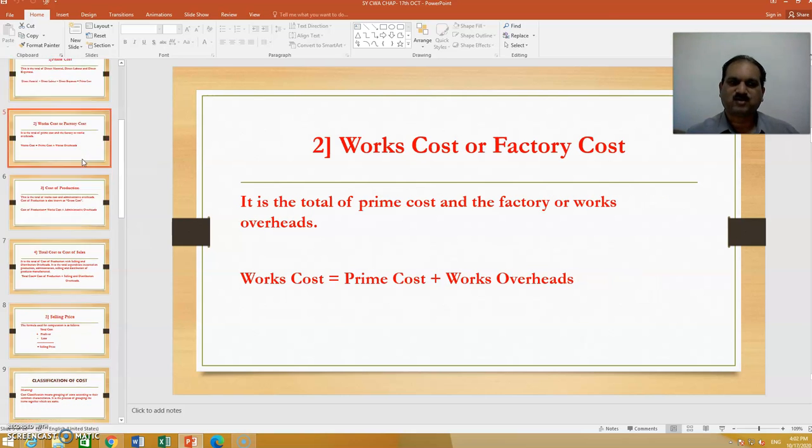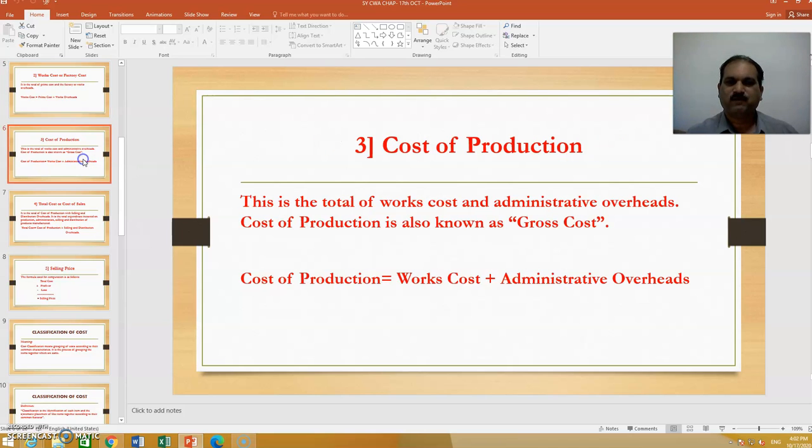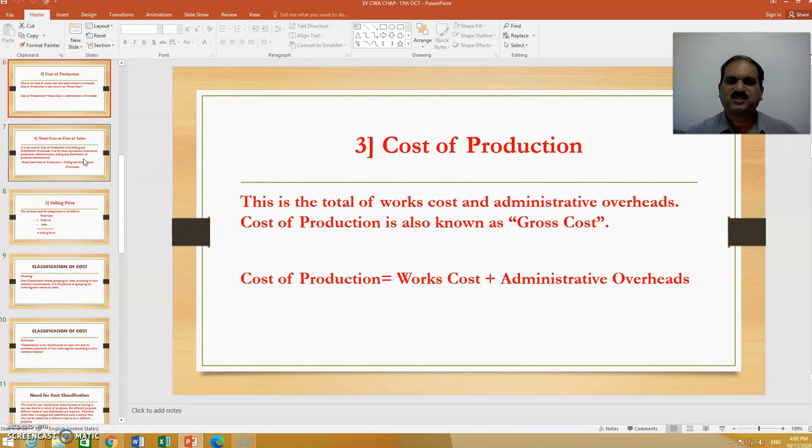Next, works cost. Works cost is also known as factory cost. It is the total of prime cost and the factory or works overheads. So the formula is prime cost plus works overheads is equal to works cost. Third, cost of production. This is the total of works cost and administrative overheads. That means if administrative overheads are added to the total of works cost, what we get is cost of production. Cost of production is also known as gross cost. So the formula is works cost plus administrative overheads is equal to cost of production.